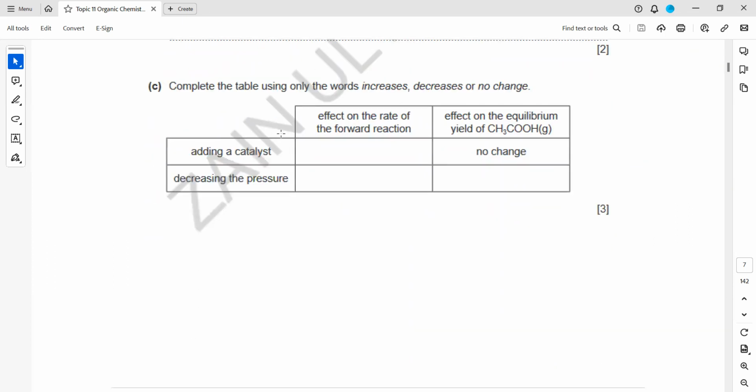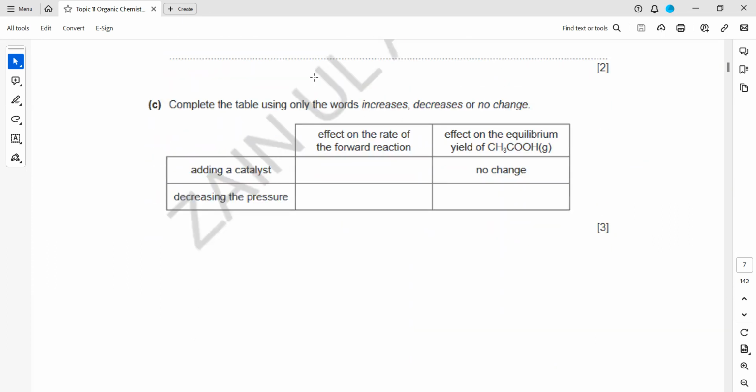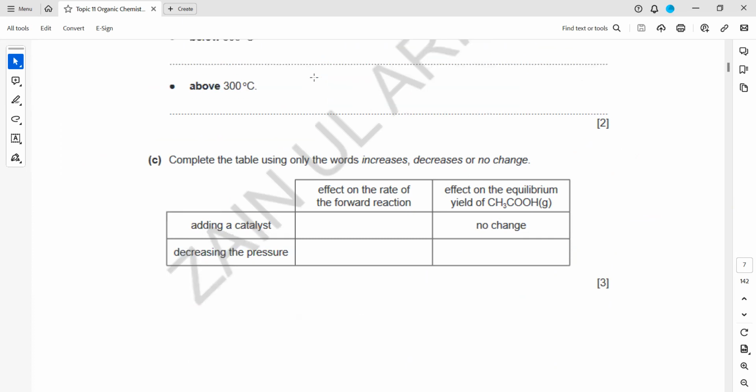Complete the table using only the words increase, decrease, or no change. We have this reaction: methanol reacted with carbon monoxide, and it gives ethanoic acid. If we add a catalyst, what is the effect on the rate of forward? The rate of forward and backward, both will increase as we use a catalyst.